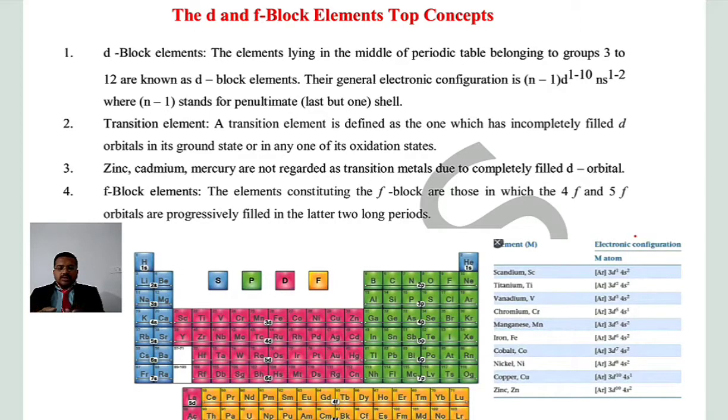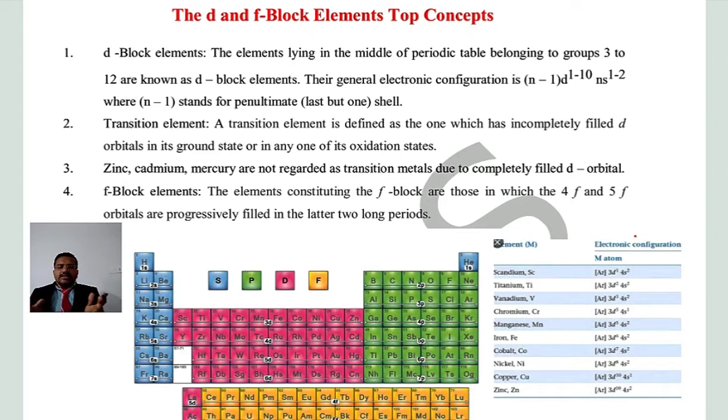The blue colored block is the S block elements. The green colored block is the P block elements. The center lying block in between S and P, which is given the red color, is the D block elements. And the block at the bottom of the periodic table, which is in yellow color, is the F block elements.